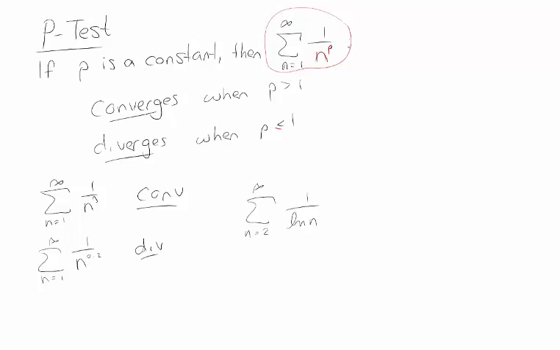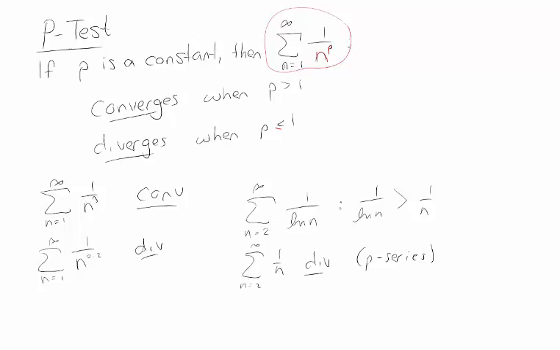P-series is also really useful because oftentimes we want to do a comparison. So let's think about something like this, 1 over log n. Now this isn't a P-series, but I claim I can compare it to a P-series because log n is smaller than n. So that means 1 over log n is bigger than 1 over n. And I know that this diverges because it's a P-series. P is equal to 1.